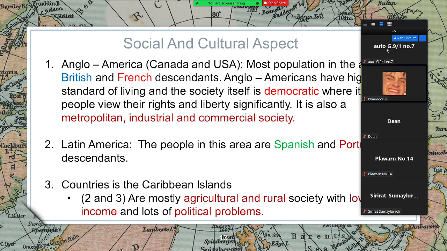We also have industrial. Industrial means there is a lot of industrial production like factories and others. And of course we have commercial. When they say commercial, there are a lot of businesses in the area. So that is the characteristic of Anglo America, which is Canada and USA.